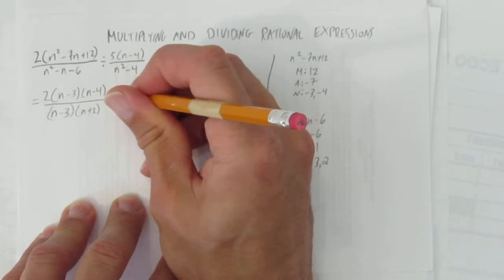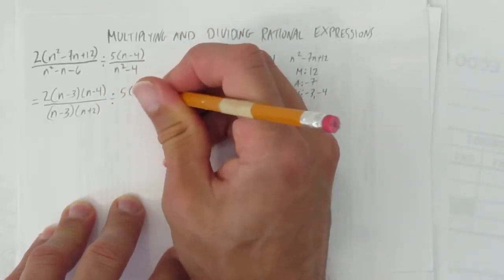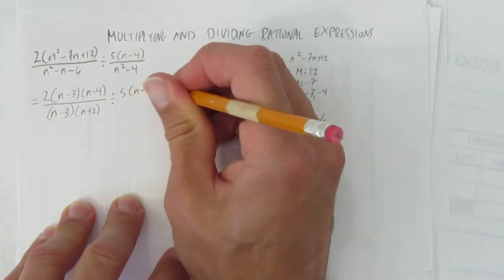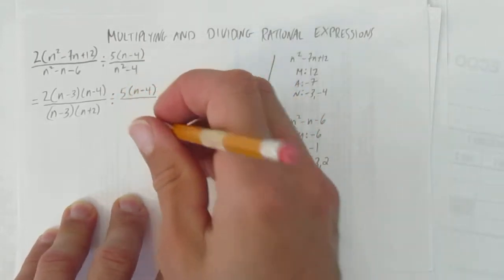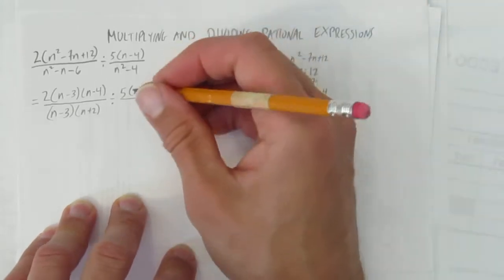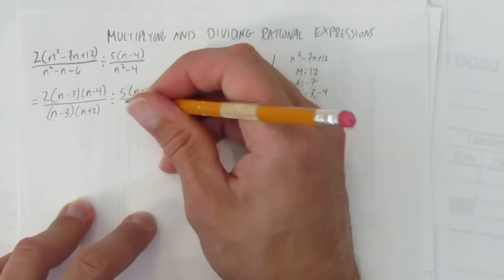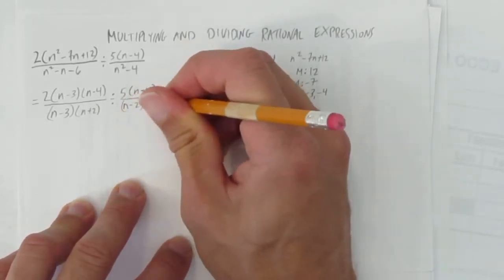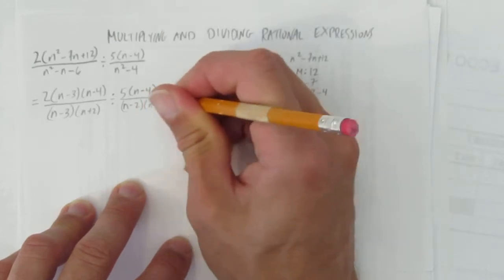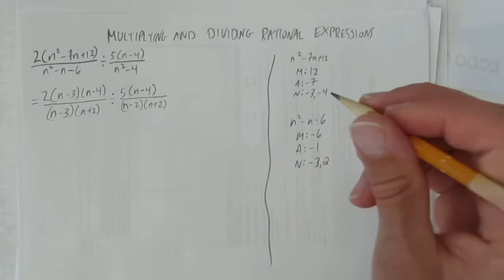I still got to factor the other side, or the other fraction. The top part's already done. It's just 5 brackets n minus 4. That's factored. The bottom part, if you don't recognize it, I recommend the video on difference of squares. This is just a difference of squares, so watch that video if you don't know what I'm doing here. This is just (n minus 2) times (n plus 2). Make sure this fraction goes the whole way. And now I've got it completely factored.